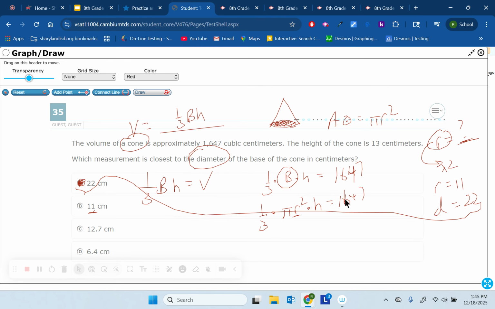Okay, so I'm going to move all this over here. Whatever r is, we're going to leave it alone, and we're going to divide by everything we see on this side. So we're going to divide by 1/3. Just divide it, don't multiply times 3. Whatever's here, you divide by it. We're going to divide by pi, so that's taken care of. And we're going to divide by h, which I know is 13.